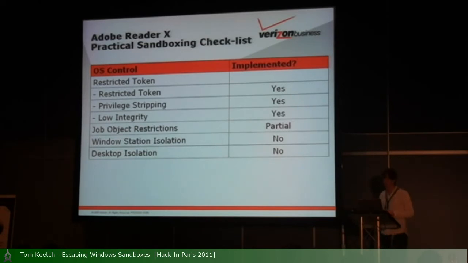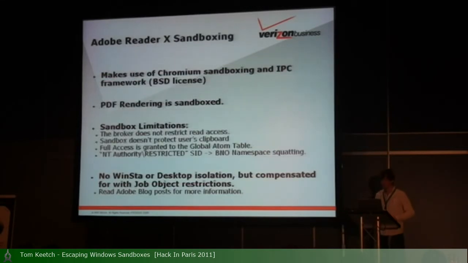Yes, if we look at this as a checklist, they're applying almost entirely a fully restricted token, apart from one minor caveat, which actually results in a bypass. And they're applying some, but not all, of these job object restrictions.